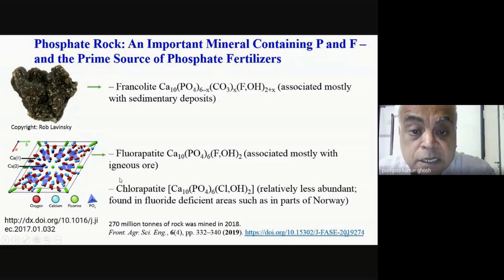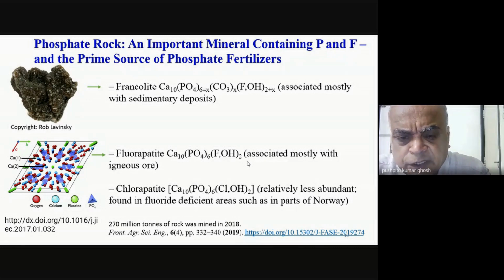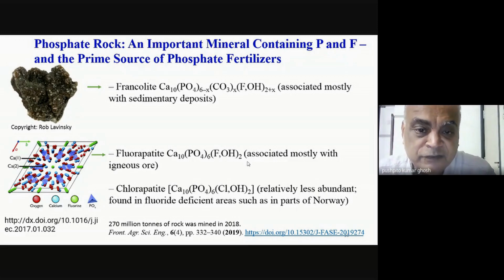Now, just to give you an idea, in 2018, 270 million tons of beneficiated rock phosphate was mined. Typically it has about 30% P2O5. So it gives you some idea that we are talking about around 80 million tons of P2O5 being used in agriculture. That's the kind of scale that these things are required at.